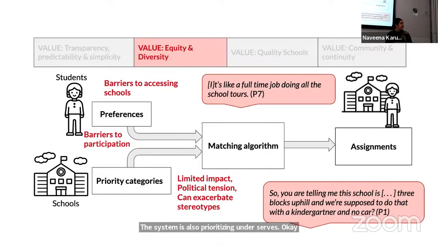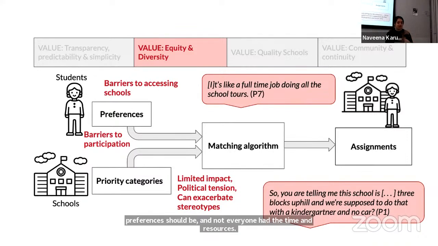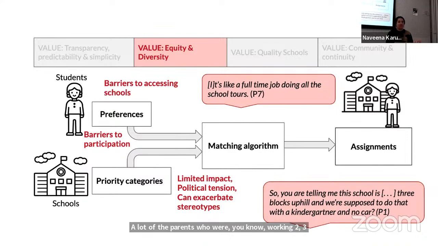But there were a lot of issues with that. So theoretically, everyone could participate equally. There were a ton of barriers to participation, first of all. We learned that parents spent weeks doing research just to figure out what their preferences should be, and not everyone had the time and resources to do that. A lot of the parents who were working 2-3 jobs just missed the deadline altogether because it's a ton of work to do that.